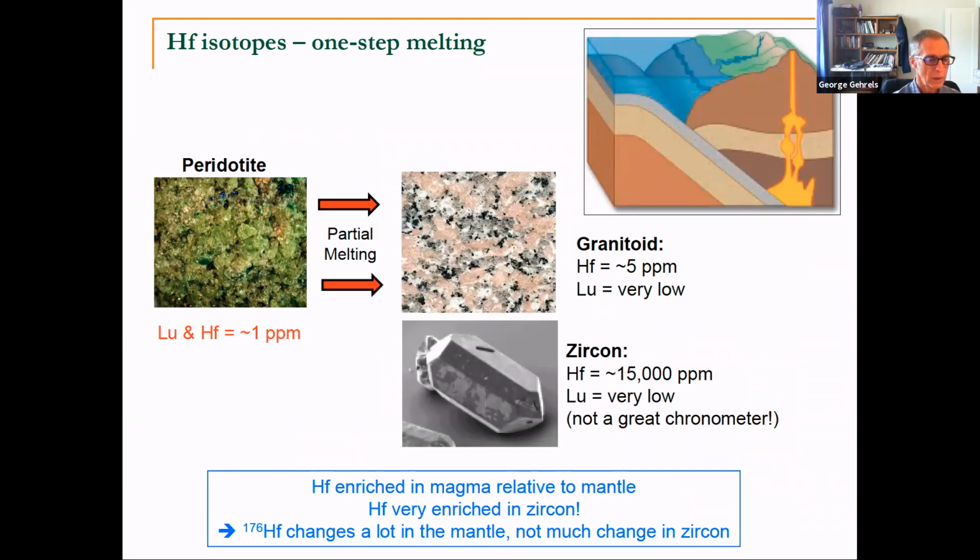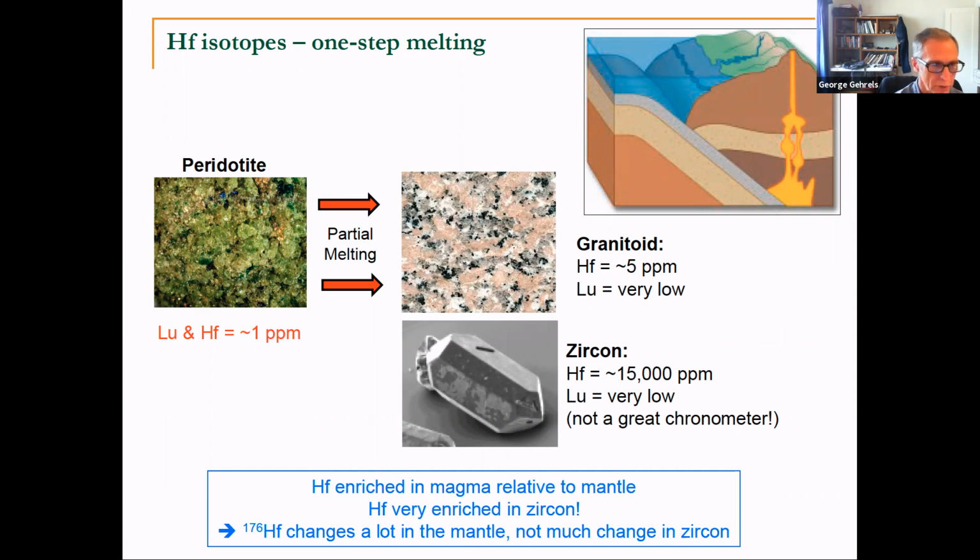Let's think about the peridotite. We're down in the mantle. There's some lutetium, there's some hafnium, there's some ytterbium down there. And remember that the lutetium is decaying to hafnium over time, hafnium-176, whereas the hafnium-177, 178, 180 are staying the same. So the 176/177 ratio of hafnium in the peridotite is going to increase in time, right? Because lutetium-176 is decaying to hafnium-176.